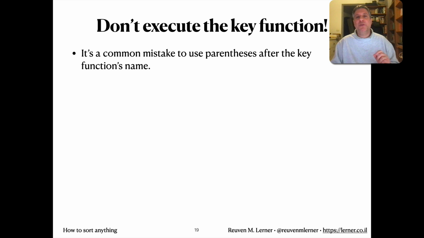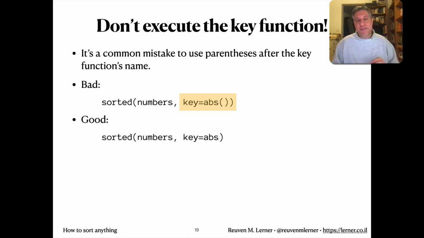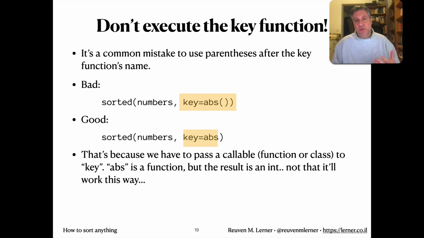Now, don't actually execute the key function. I see this mistake all the time. It's really common to use parentheses after the function's name. So what you would maybe think of doing is saying sorted of numbers key equals abs with parentheses. Don't do that. Instead, what you want to do is say sorted of numbers key equals abs. It's not going to work if you do it with the parentheses right off the get-go because abs actually needs to get an argument. But you have to actually pass a callable. You have to pass a function or class to key. abs is a function, but the result is an int. And we can't really pass an int because then the int has to be called. In any event, you want to pass the actual callable, not the result of invoking the callable.